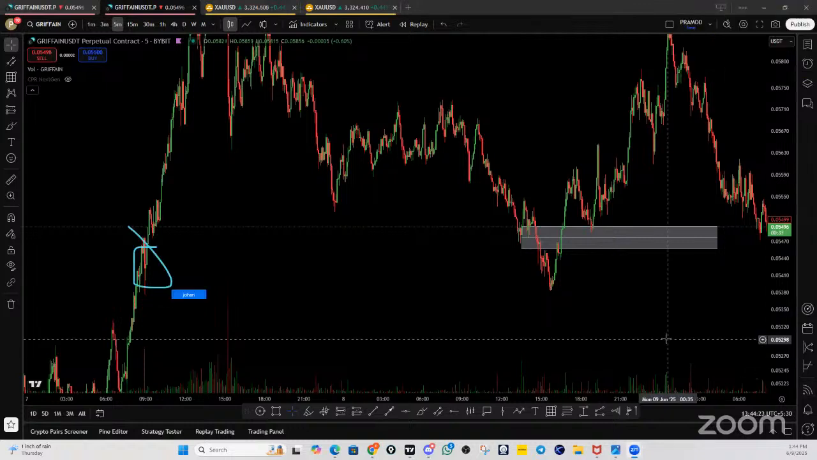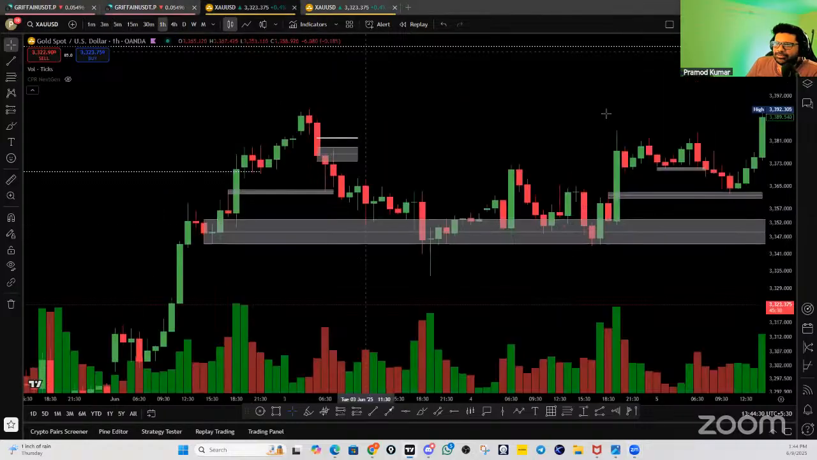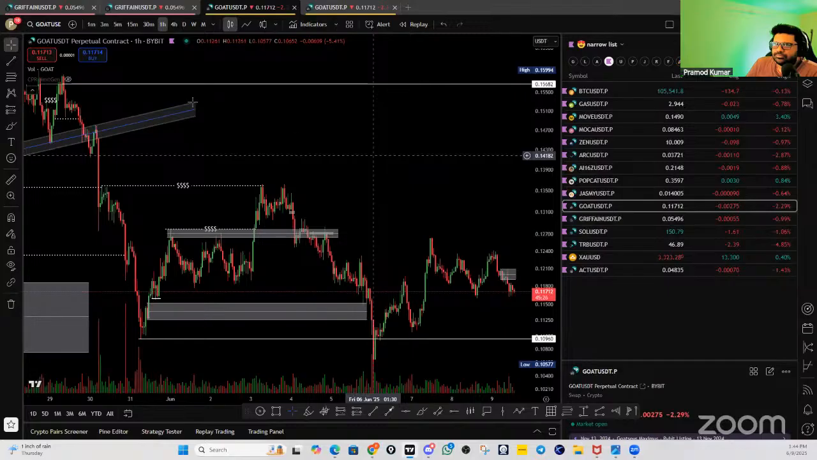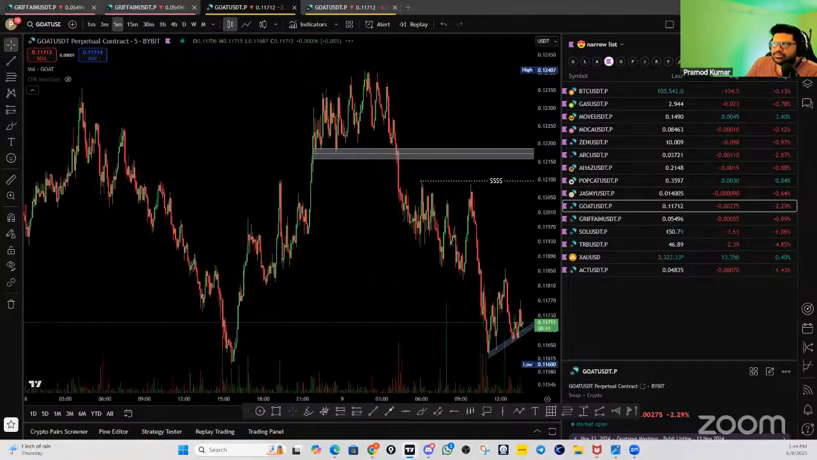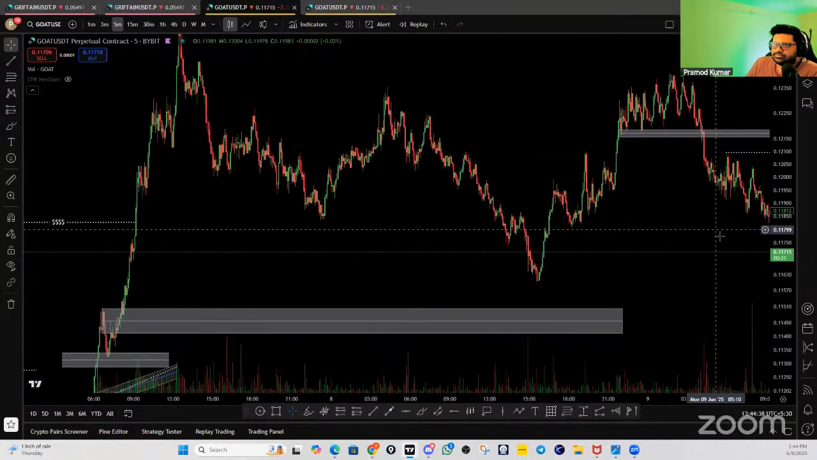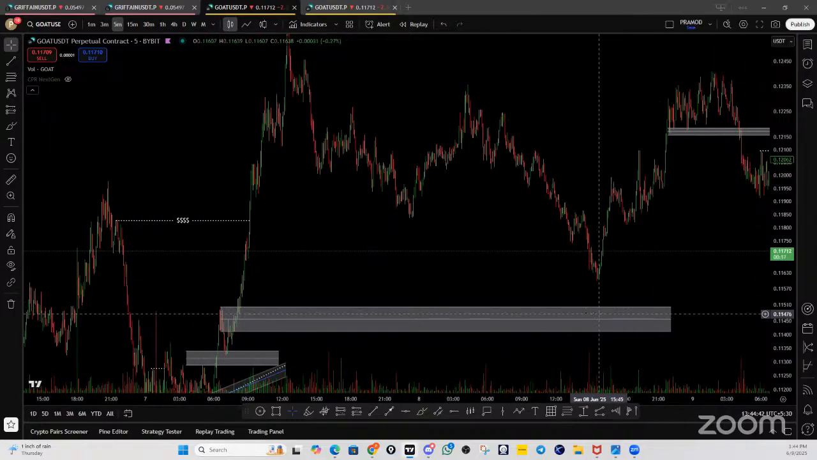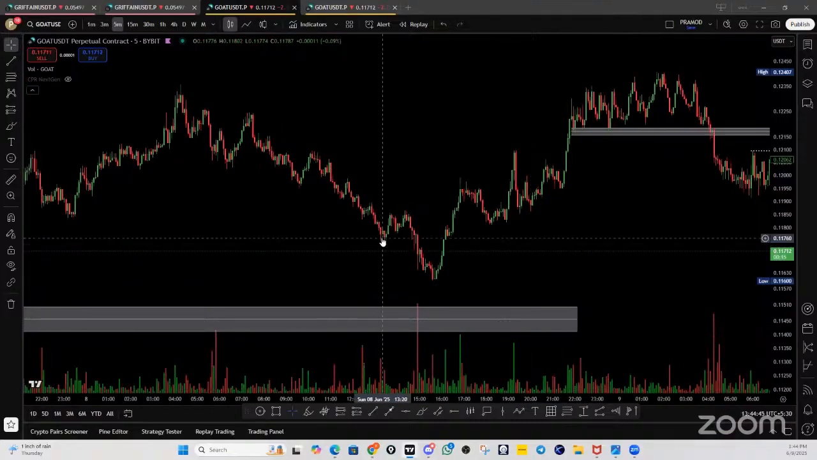I missed it because I didn't watch my computer. I was on the phone. And it was the same setup on the gold also, in the 5 minutes. The market was supposed to come here. It didn't come. It made the area.